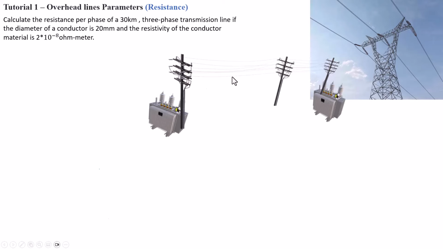So we've got a transmission line. Basically we've got a step-up transformer that is transmitting power over the transmission line. And wherever the power is going, we're going to have a step-down transformer as well.